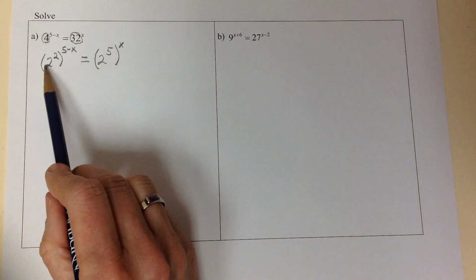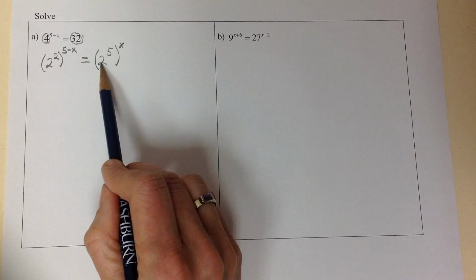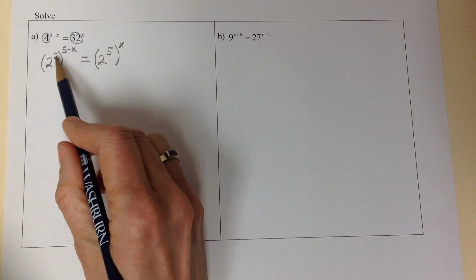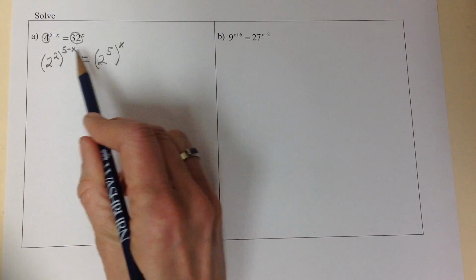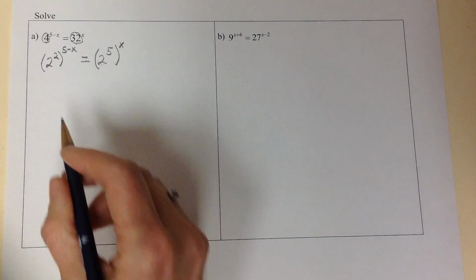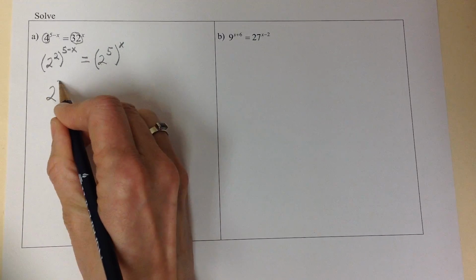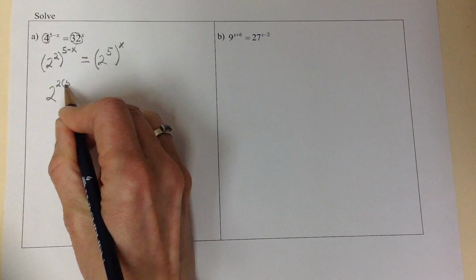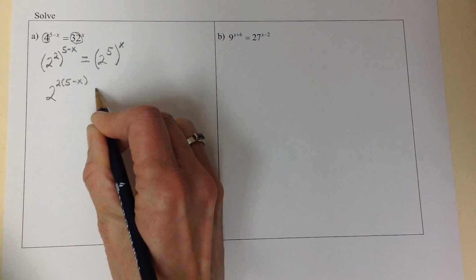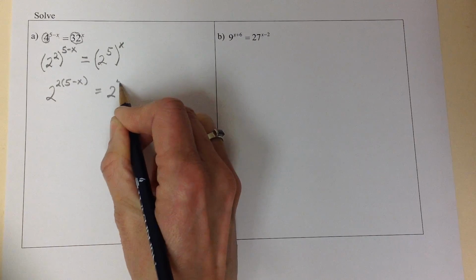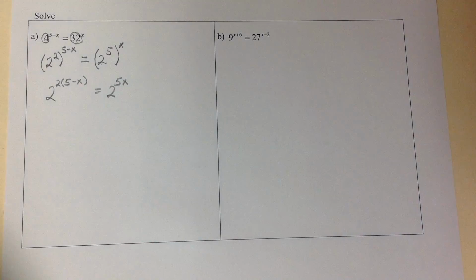Okay, so now we've rewritten with the same base. Now use rules of exponents. Power to a power, or exponent to an exponent, you multiply the exponents together. So on the left side, I have 2 times the quantity 5 minus x, so I have to distribute. On the right side, all I have is 5 times x, so 5x.